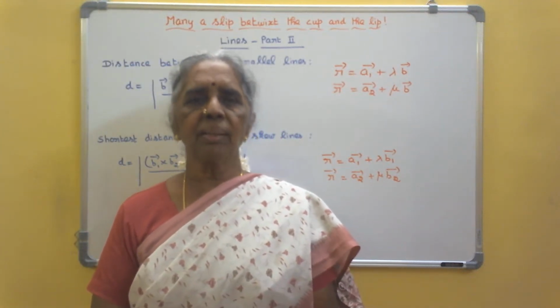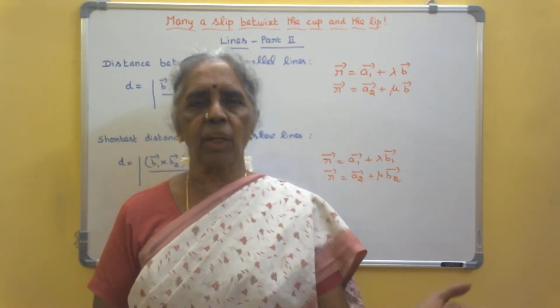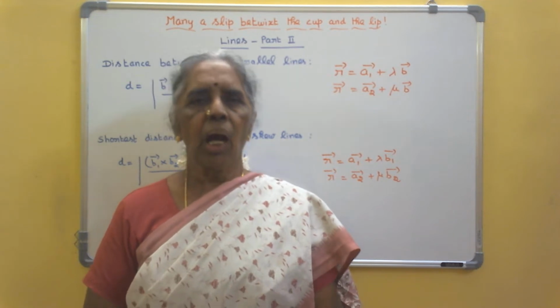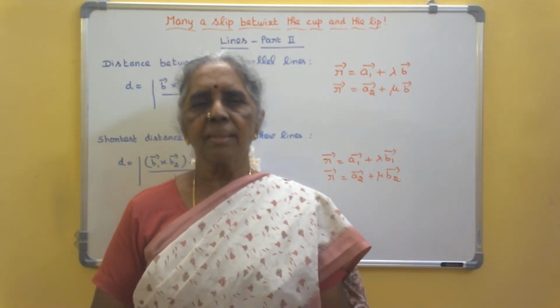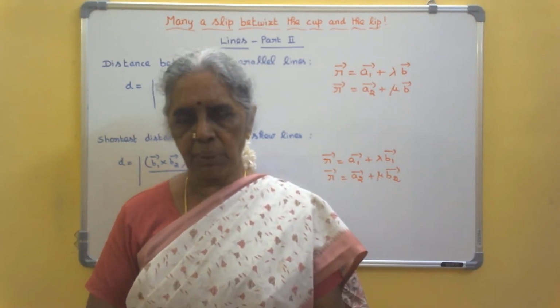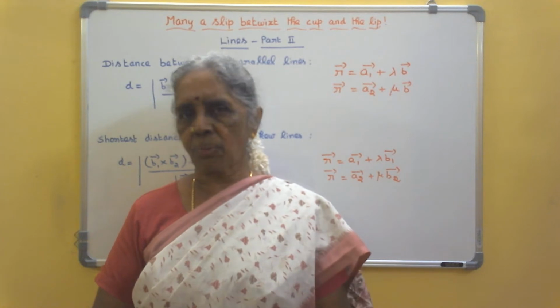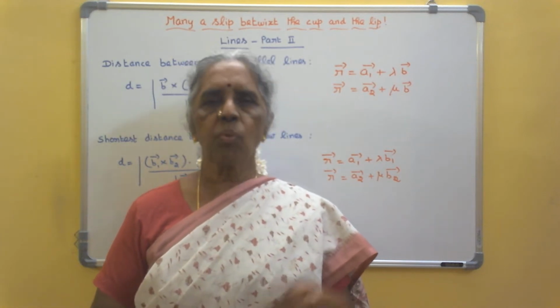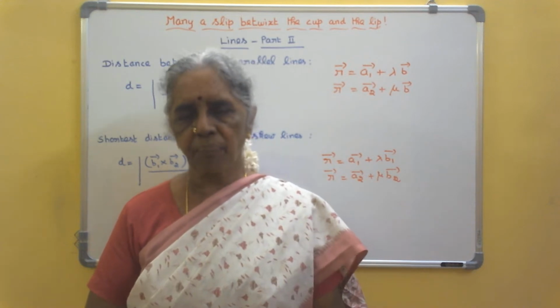You have learned the basics. You have learned the equations of lines in vector form, Cartesian form, and how to convert from one form to another. You also know what the standard form of a Cartesian equation is. You know how to find the direction ratios and the direction cosines, right? Now let us move on to more concepts and more formulae in this part.